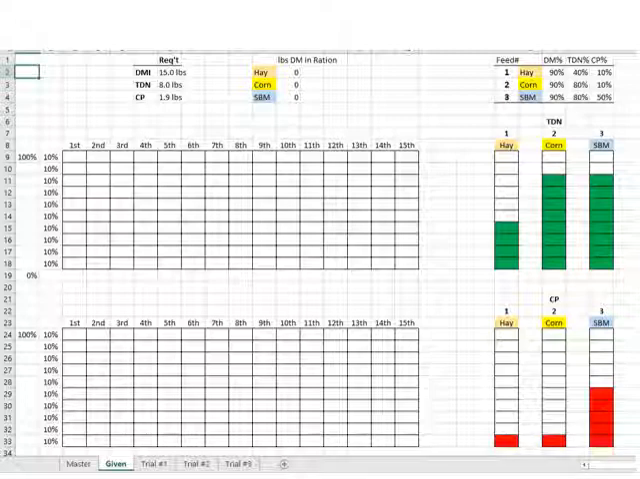Corn, 80% TDN: 1, 2, 3, 4, 5, 6, 7, 8 green squares, each representing 1/10 of a pound. We add those up. Every pound of corn has 8/10 of a pound of TDN. The same with soybean, again, 80%. We count up our green squares. We've got 8 for 8/10 of a pound of TDN in every pound of soybean meal.